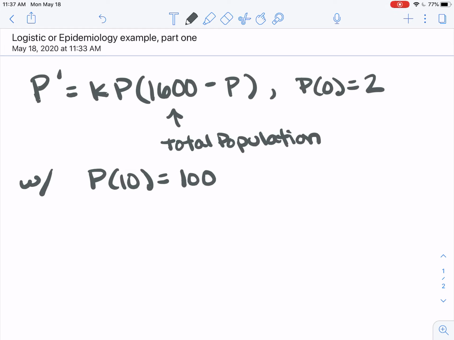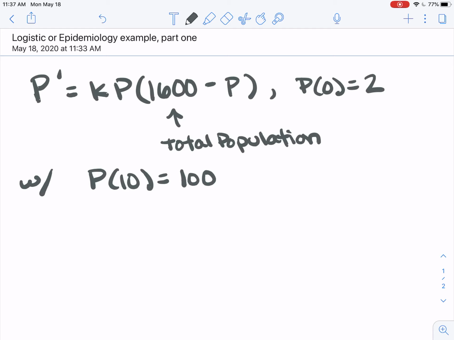All right, we have our epidemiology example. We're going to let P of t be the number of people who are sick at time t, and 1,600 is the total population. We have 2 people initially sick, and after 10 days, 100 people in the population have become sick. So the first thing we need to do is solve the differential equation.